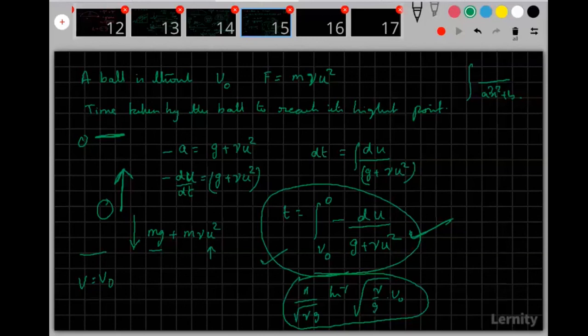See, this question cannot be done by using dimensions, because all the options had the same dimensions. So there was nothing you could do as far as the dimensions were concerned.